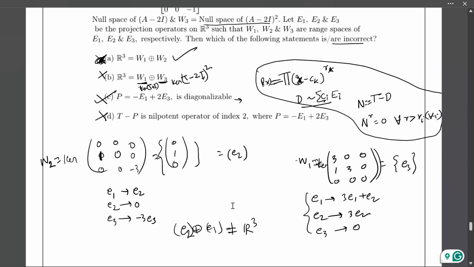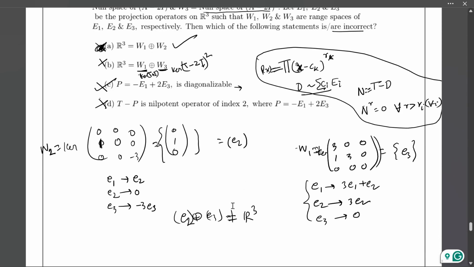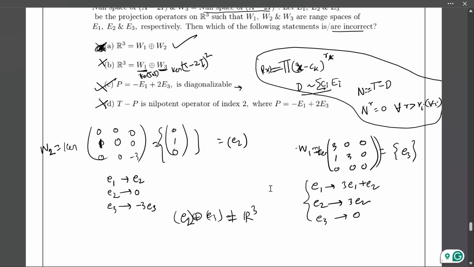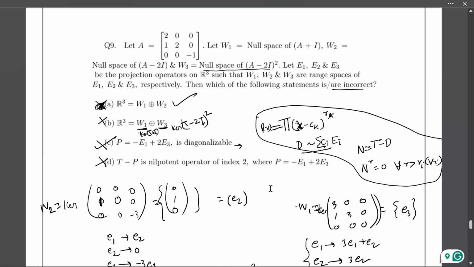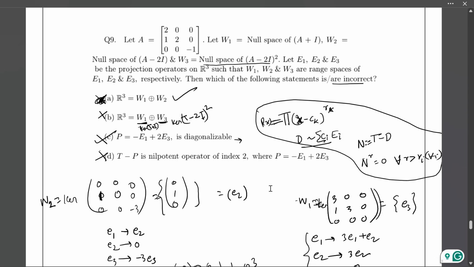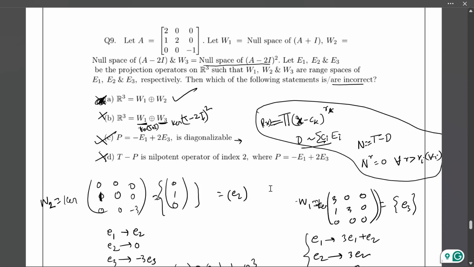Sir, yes, I think option B is also wrong, because if we take A minus 2i, then the matrix is 0 0 0 0 0 0, and the last entry is 1. Then the null space is generated by E1 and E2. Correct, you are right.